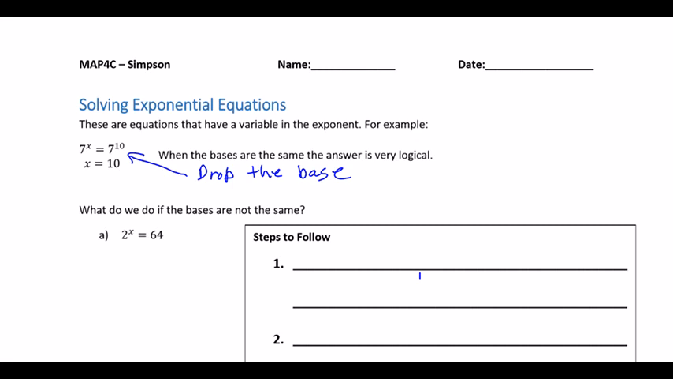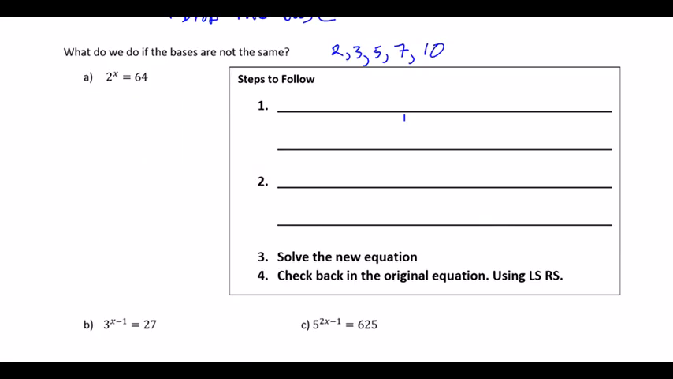Now let's take a look at our problems here. Suppose I have bases that aren't the same. In this case, we have 2 to the x is equal to 64. Now, just like last lesson, we used bases of 2, 3, 5, 7, and 10 for most bases. And that's what's going to end up being used in this unit. Now, we're going to go through a series of steps, then we're going to do these problems. Now, let's begin.